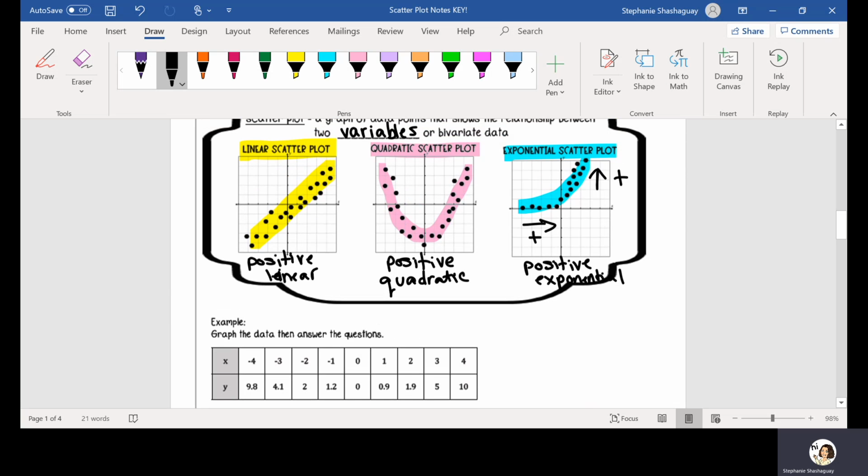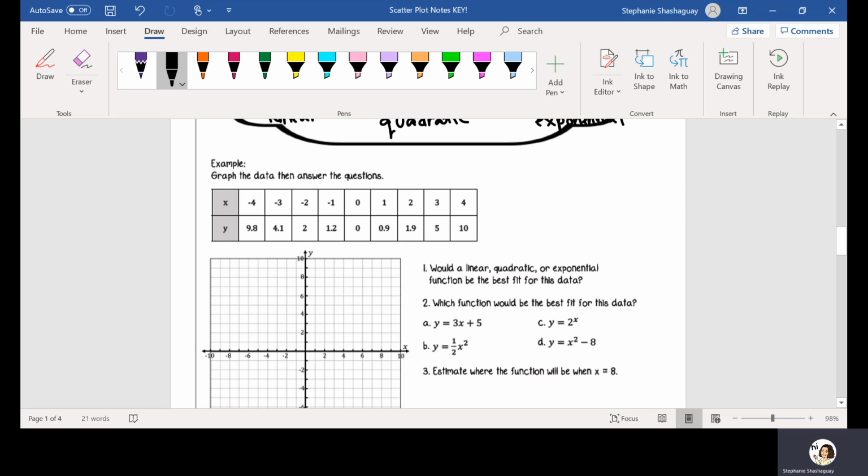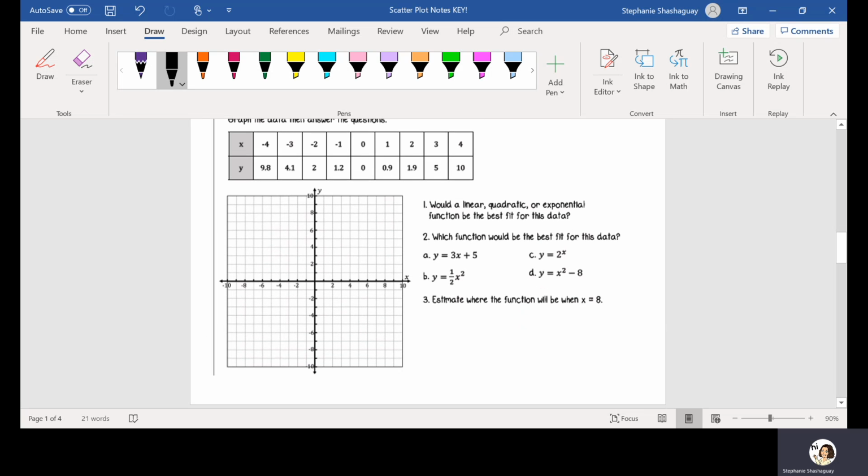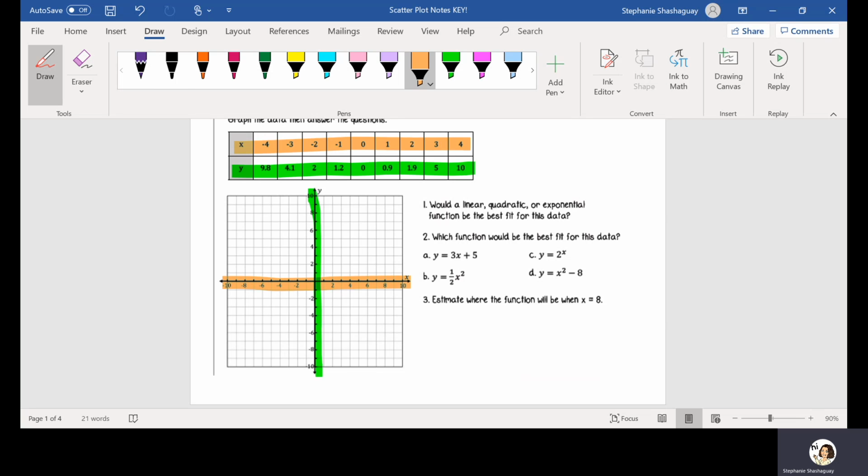So now that we have seen examples of our linear, quadratic, and exponential functions, now let's take some data. We need to plot the points on our graph and then see which one would be our best fit, a linear, quadratic, or exponential function. Okay, so when we're dealing with a table, we're going to make sure that we are labeling our axis. So we have our y-axis, and I'll make that green. And we have our x-axis, and I can make that orange. Okay, so that's how I'm going to plot the points on my coordinate plane.